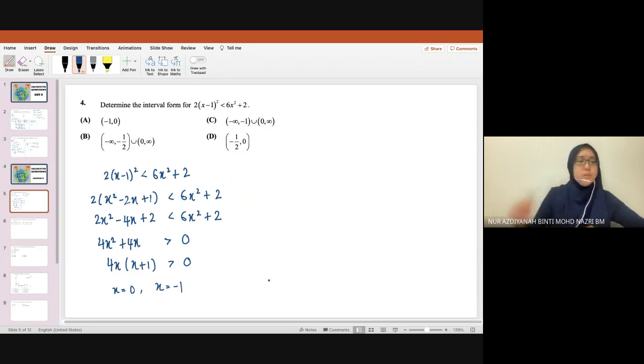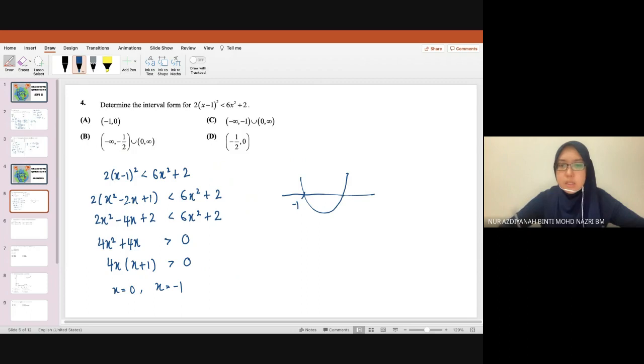Okay, so untuk quadratic inequalities, method yang paling mudah lah kita buat menggunakan graphical method. Okay, the sign yang kita tengok inequalities ni dia adalah positive, so greater than 0, bentuk dia U lah, U shape. Okay, so masukkan nilai kat sini. Negative 1 kat sini, 0 here.